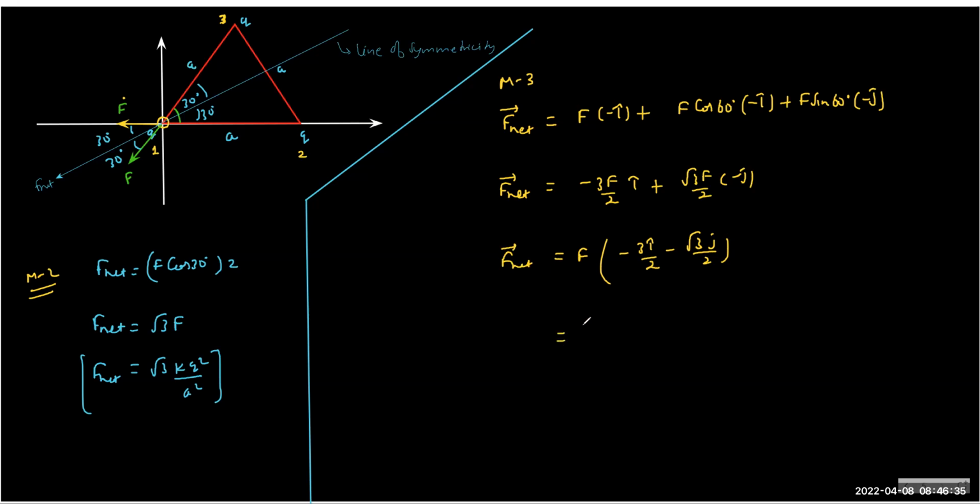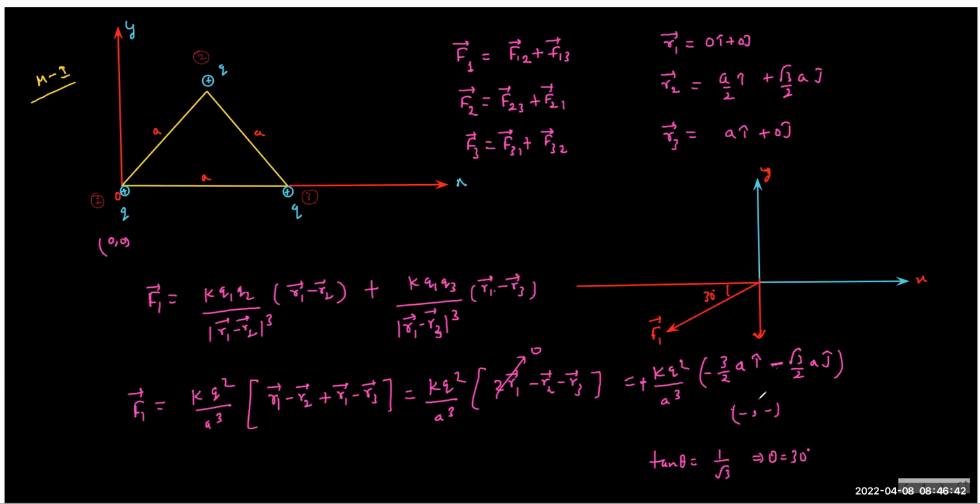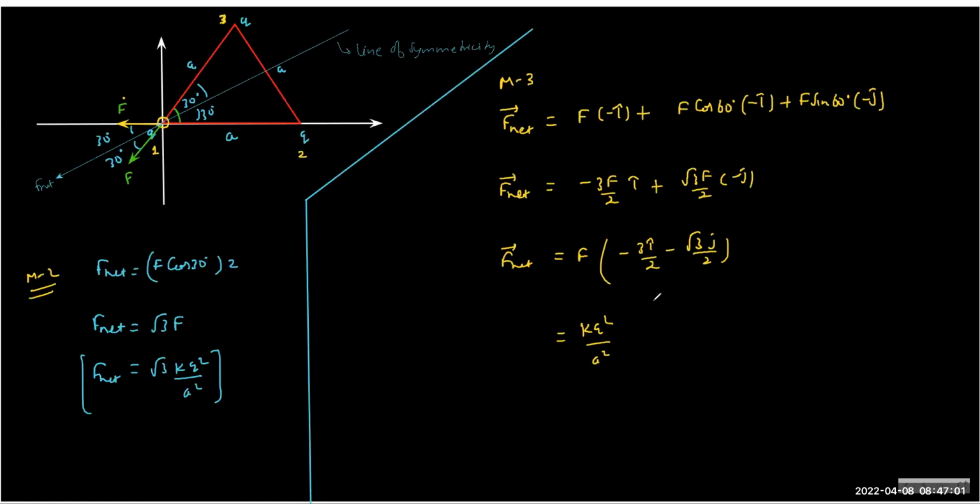Now, what is F? F is kq square by a square. And you can see, because I have taken a common, even if you look at this point, you can take a common here, and this will become 2, right? Yes, sir. This is as good as writing kq square by a square into minus 3 by 2 i cap minus root 3 by 2 j. And exactly the same thing we have got here: minus 3 i cap minus root 3 by 2 j.